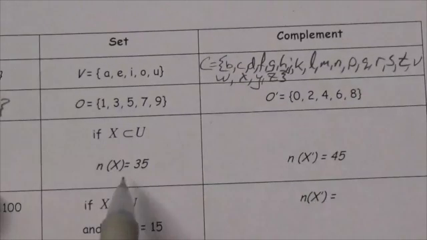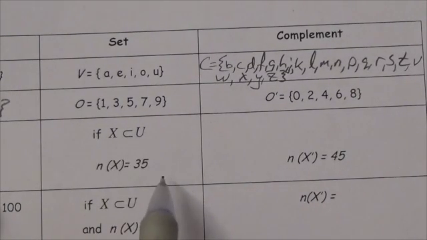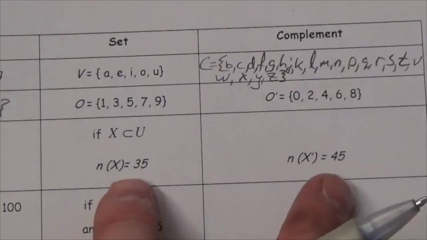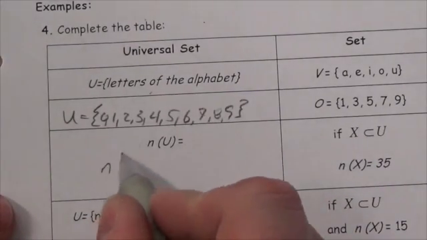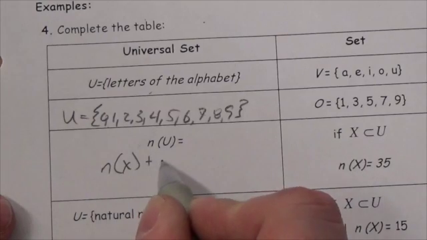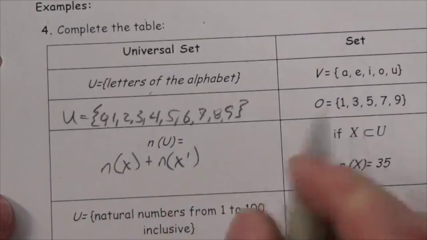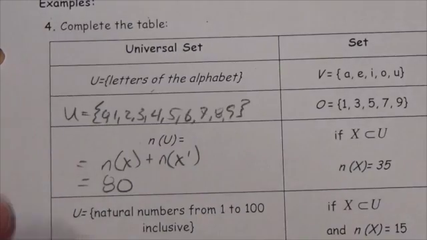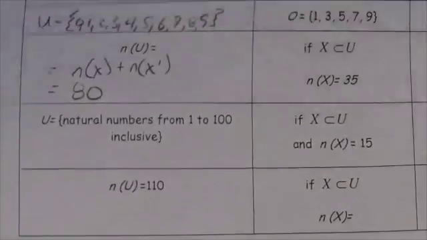Now, over here, if X is a subset of the universal set and the number of elements in X is 35, and the number of elements in the complement of X is 45, then the universal set's got to have the sum of those two. So this is going to be the number of items in X plus the number of items in the complement of X, and that will equal 35 plus 45, which is 80. So there's 80 elements in the universe. Let's look at this next one here.